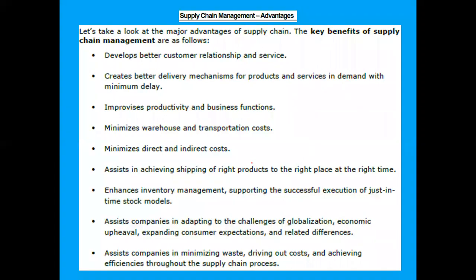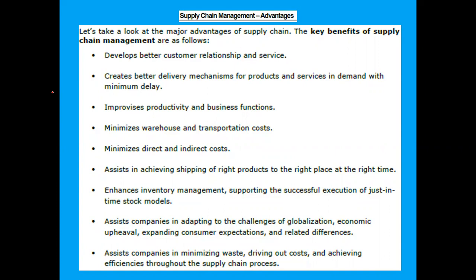now let's take a look at the major advantages of supply chain management. The key benefits of supply chain management are as follows. So what are the main advantages of supply chain management here? First thing is it develops the customer relationship and service. Whenever you have a good supply of materials, automatically it develops what? Better customer relationship and service. What is the second point?